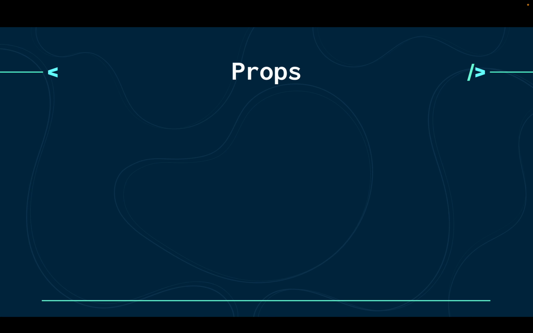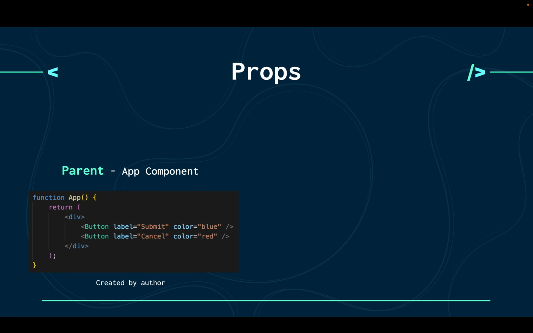Props allow us to make components flexible and reusable without duplicating code. This makes apps easier to maintain and scale, as changes to one part won't affect others.